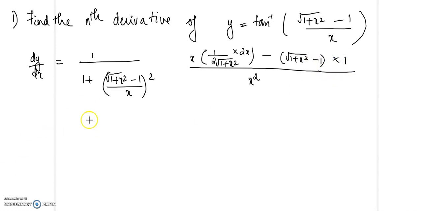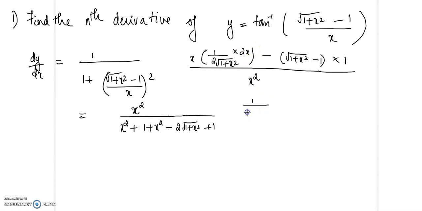into 1. So here you can take x square to be the common denominator, so you will get x square plus, now this is in the form (a minus b) whole square, so when expanding, 1 plus x square minus 2 root of 1 plus x square plus 1 will come. So the x square in the denominator will come to the numerator, and here x will cancel off, so this will give 1 by root of 1 plus x square minus root of 1 plus x square plus 1 by x square.